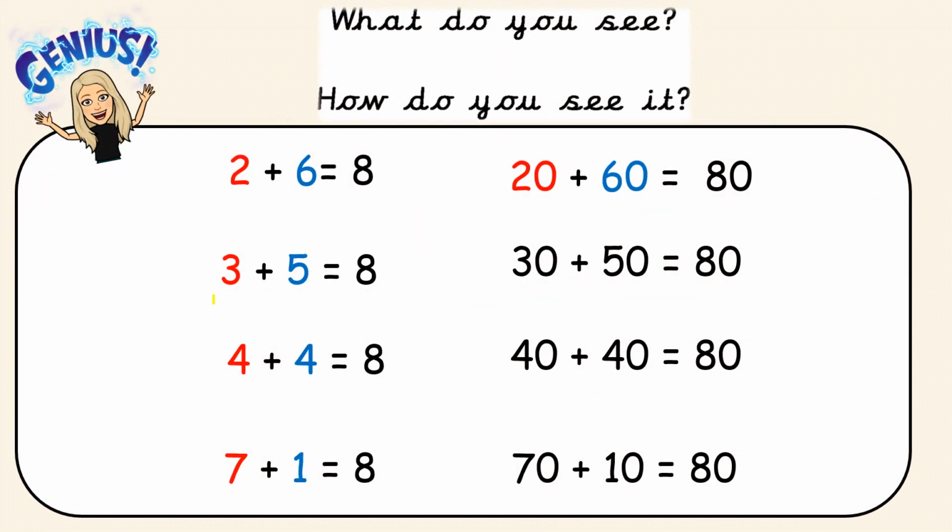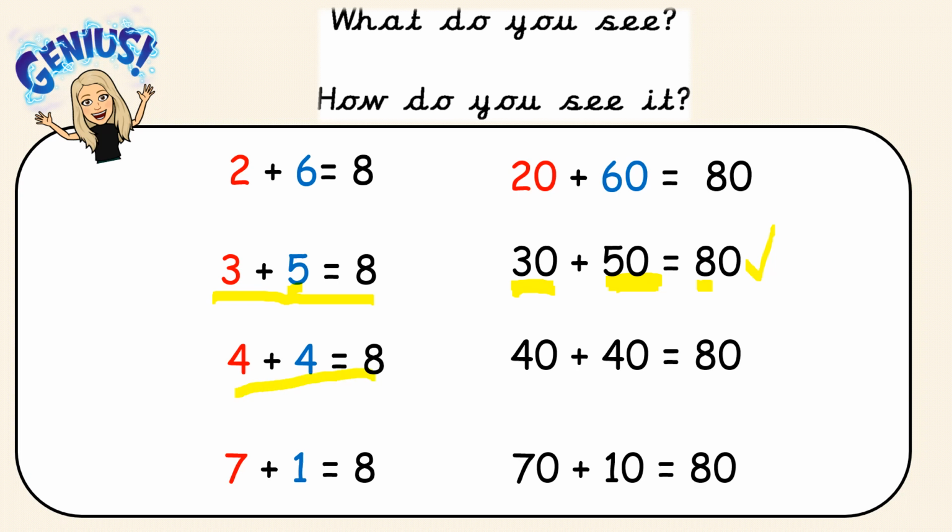So 3 plus 5 is equal to 8, so therefore 30 plus 50 is equal to 80. Instead of 3, we have 3 groups of 10, which is 30. Instead of 5, we have 5 groups of 10, which is 50. And instead of 8, we have 8 groups of 10, which is 80.